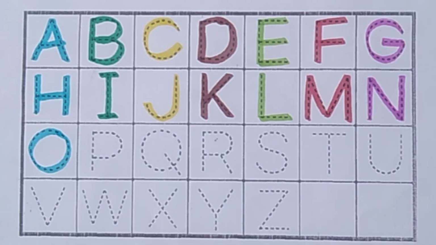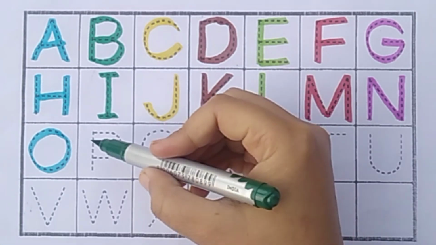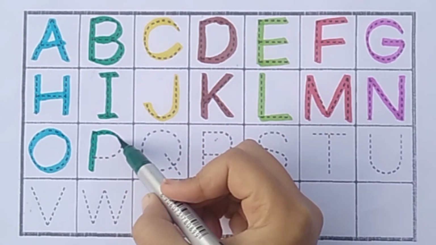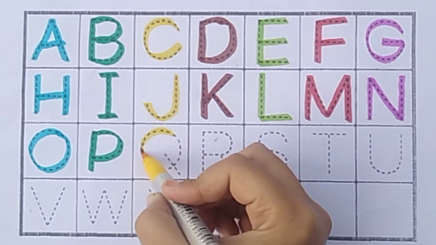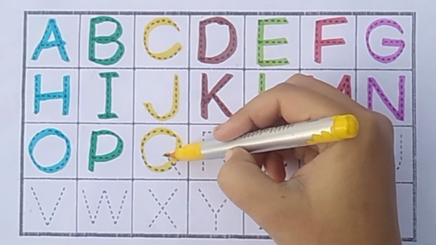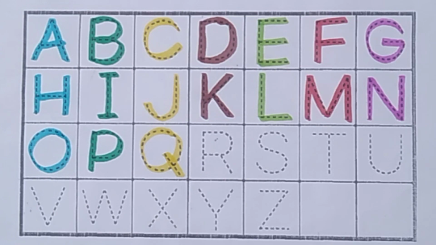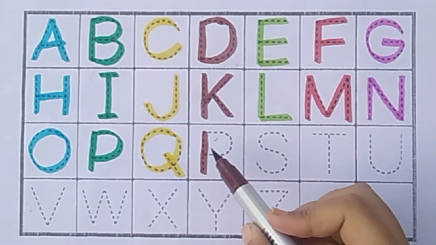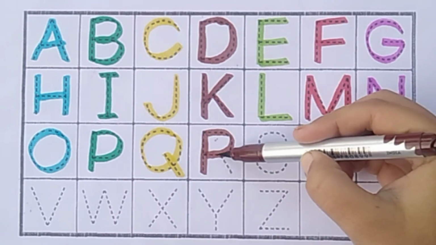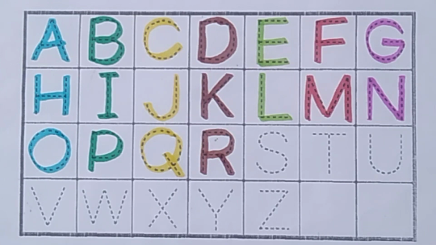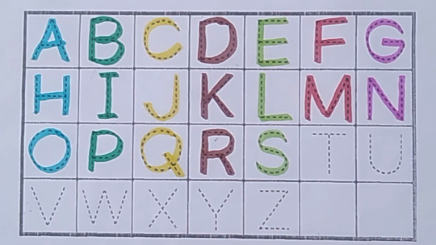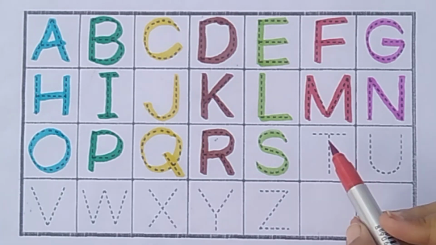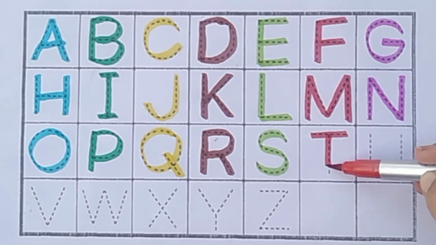O for orange. P for penguin. Q for queen. R for rabbit. S for star. T for train.